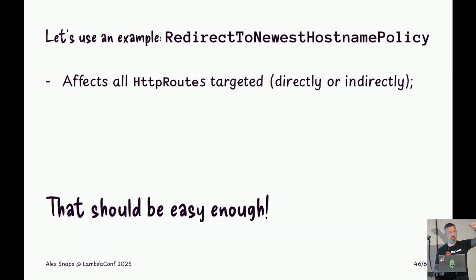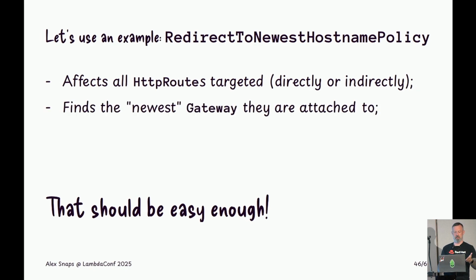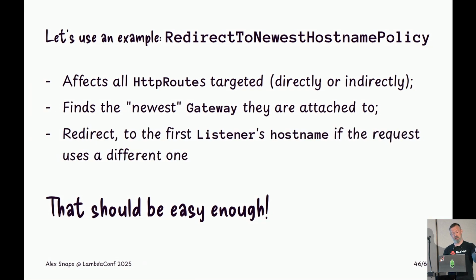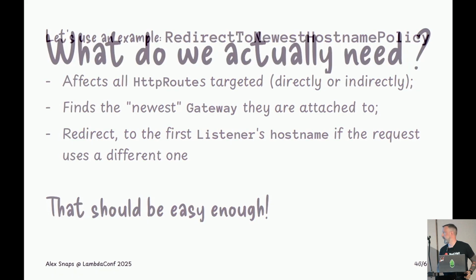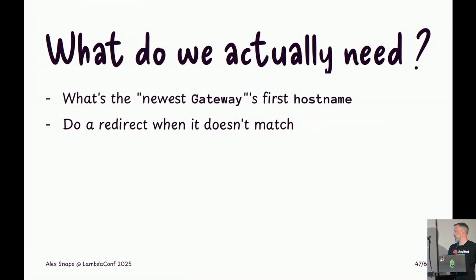You can have multiple gateways. You can have multiple host names. You can have multiple listeners that themselves have multiple host names. So we want to always redirect to whatever is the latest host name that got wired into this mess. That seems easy enough. So as soon as something comes in, find all the HTTP routes that are affected directly or indirectly, find the newest gateway that's attached to them, find the listener in there, take the host name, and if the request comes in and it's not using that one, we just redirect it to the new one, right? I mean, how hard can that be? So again, find the newest, redirect.